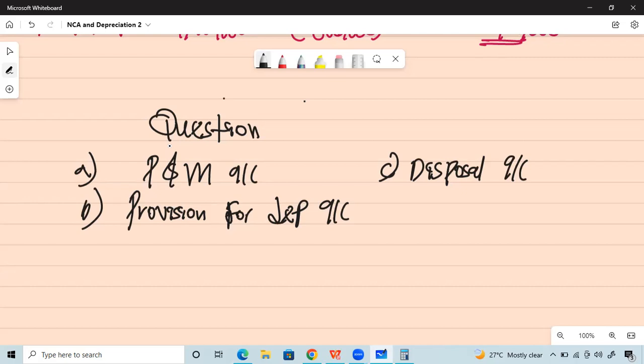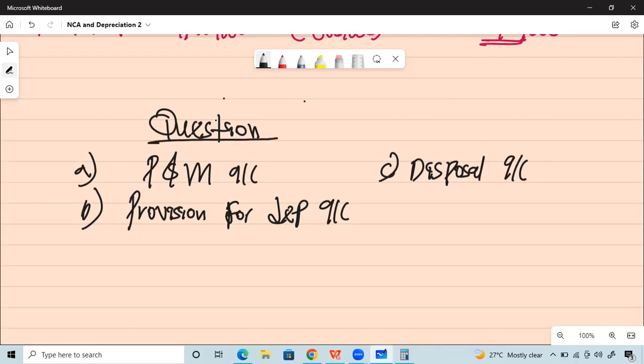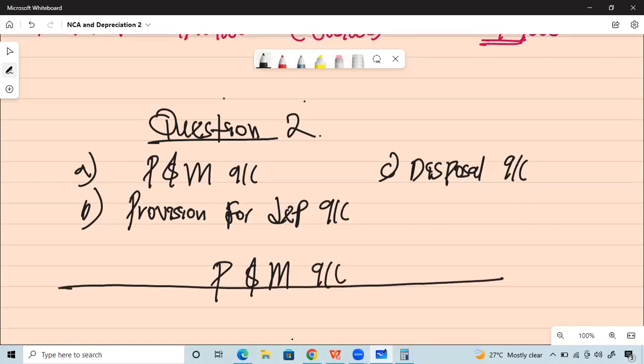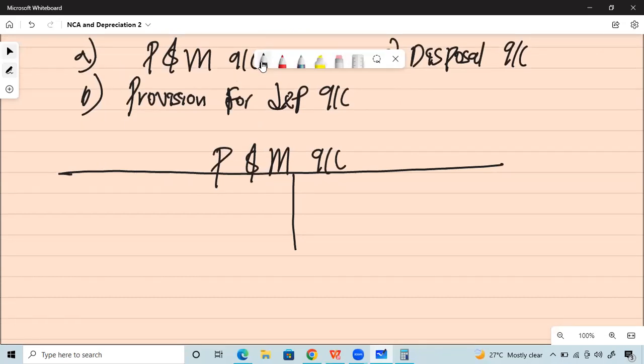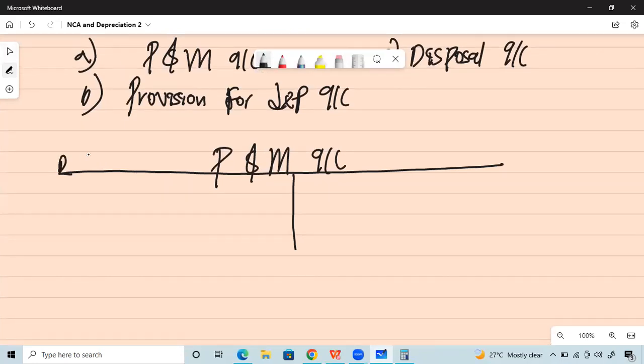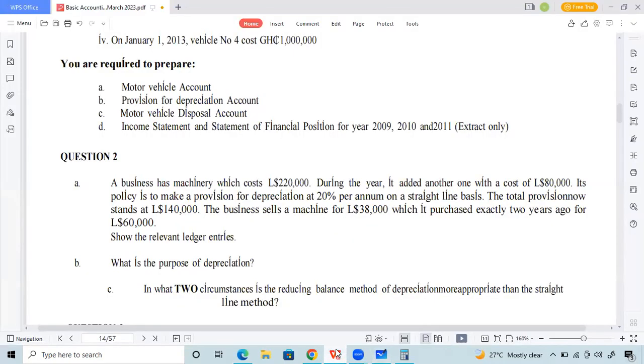And you still have other things that you can do as well. So let me just rush and do it. The first one is question 2, the plant and machinery account. In the plant and machinery account, you need to look for what is the debit and what is the credit. So this is the debit, this is the credit. So what is the cost? How much do you buy the asset? Let's say it costs 220.